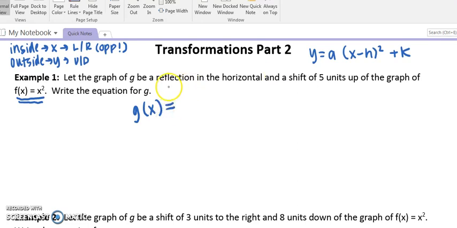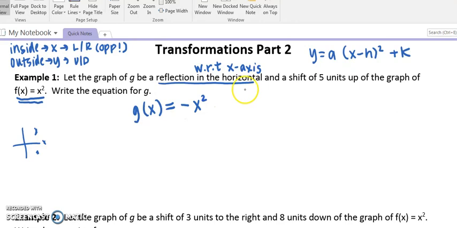So I'm noticing a couple of things. Reflection in the horizontal is usually said with respect to the x-axis. I'm going to draw a little picture over here. You don't have to write it down. If we're reflecting like this, our up-down is moving, correct? Because I'm reflecting over the x-axis. So if it's up-down, it's affecting your y. And if it's affecting your y, this goes on the outside. So automatically we've got a minus x squared just for that.